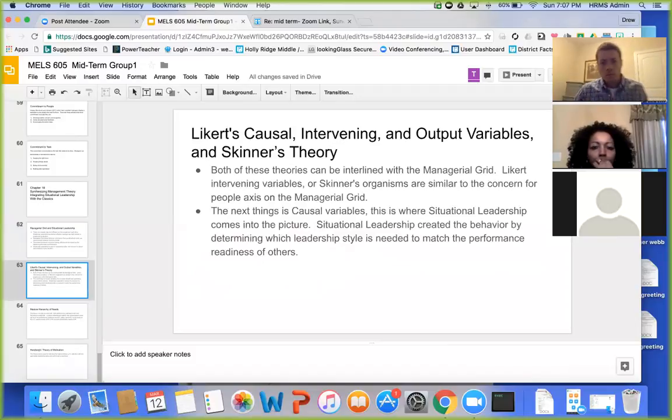The next one that we look at is Likert's causal, intervening, and output variables, and Skinner's theory. Both of these theories can be interlinked with the managerial grid. Likert's intervening variables, or Skinner's organisms, are similar in that they concern the people's axis on the managerial grid. I meant to put a picture of the grid, but I didn't. The next thing is the causal variables. This is where situational leadership comes into the picture. Situational leadership creates the behavior by determining which leadership style is needed to match the performance readiness of others. Right.